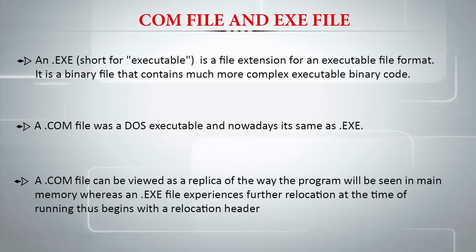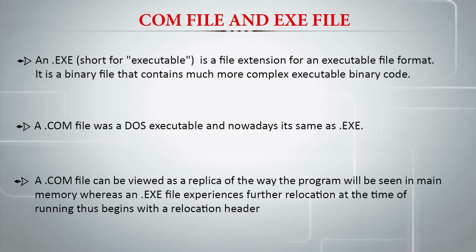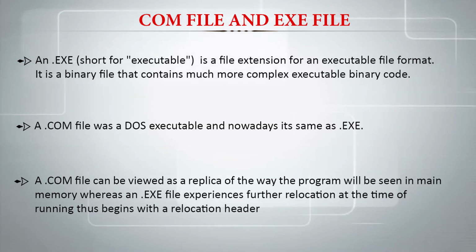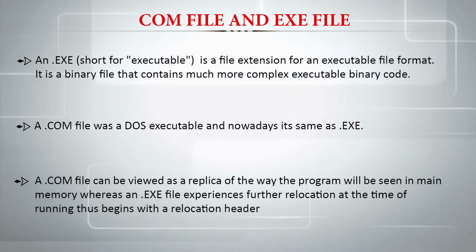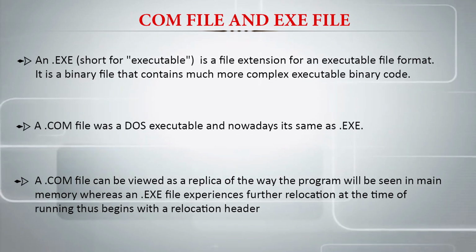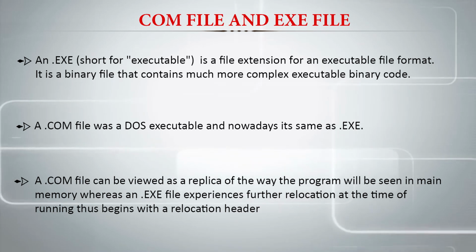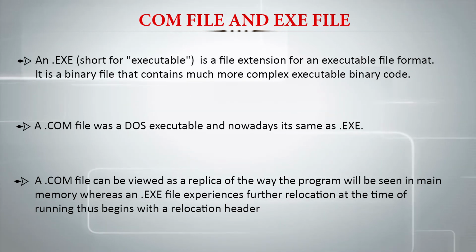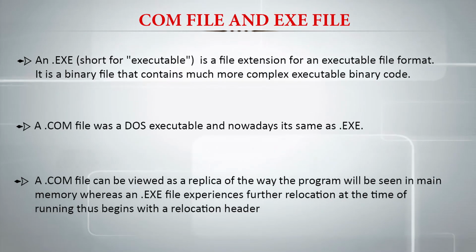A COM file can be viewed as a replica of the way the program will be seen in main memory, whereas an .exe file undergoes further relocation at the time of running, thus beginning with a relocation header. So how this is allocated or stored in the main memory makes the difference between the COM file and the exe file. So let me just differentiate between the COM file and the exe file. This kind of distinction existed in the earlier operating system, the DOS disk operating system.